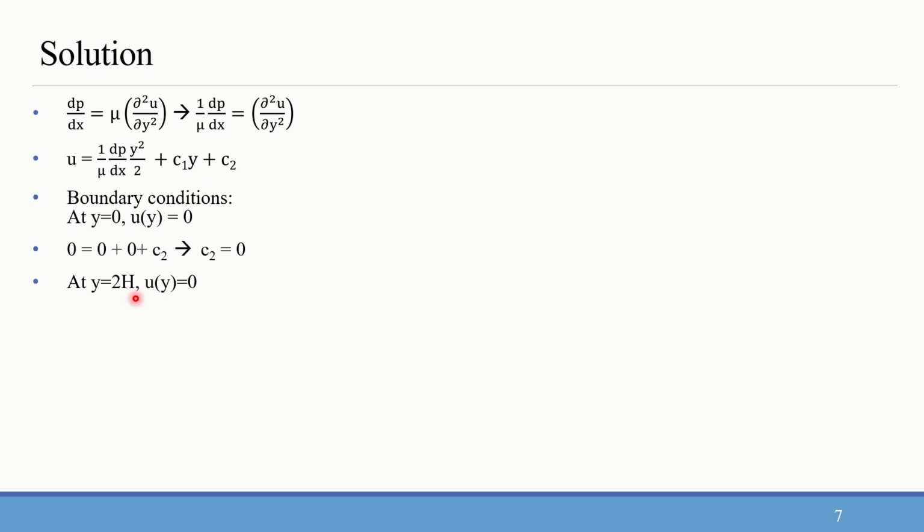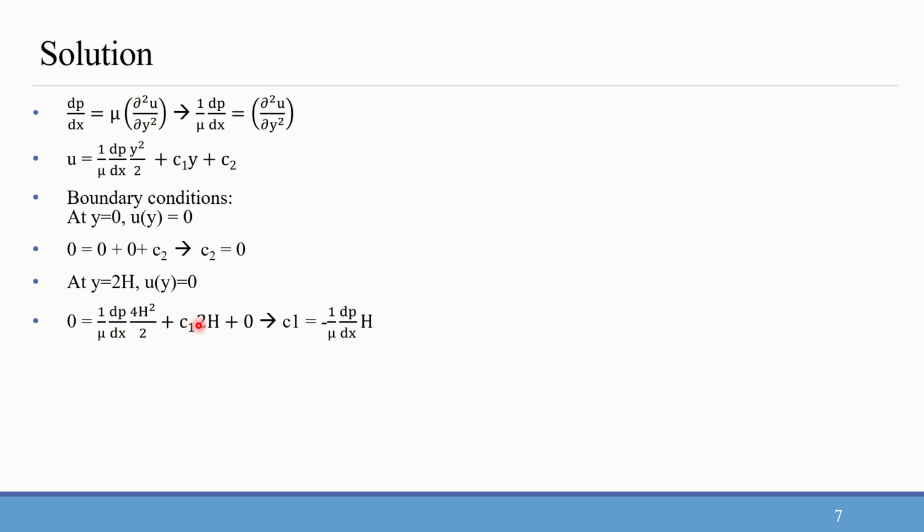I mean at y equal to 2h, u is equal to 0. So again we are substituting here and we are getting 0 is equal to 1 by mu dp by dx into 2h the whole square by 2, that is 4h square by 2, plus c1 of 2h plus 0. Why is this 0? Because c2 we already found out as 0. Now what is our ultimate aim? We need to find what is c1.